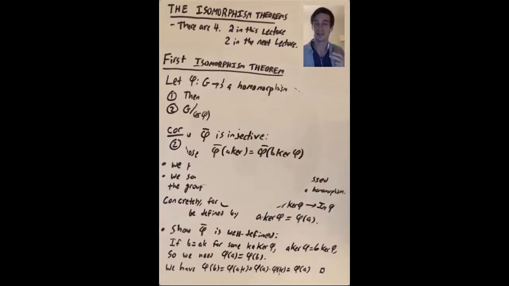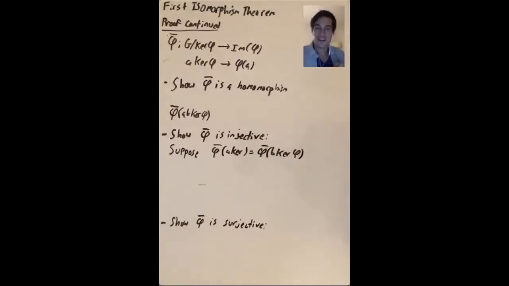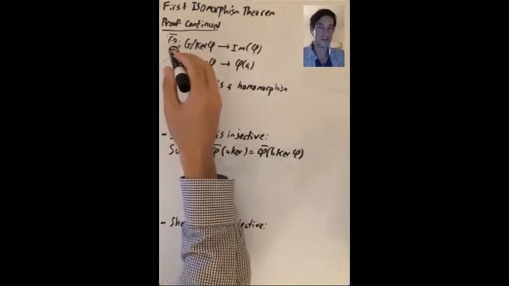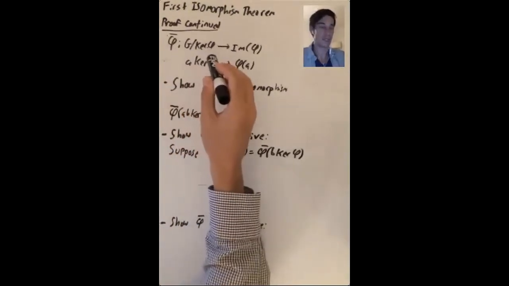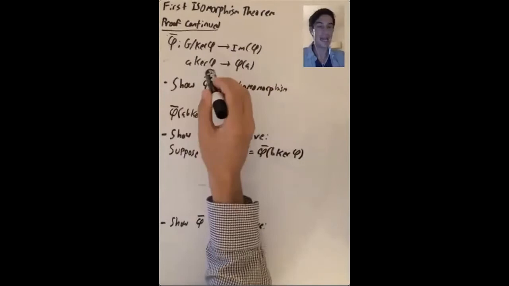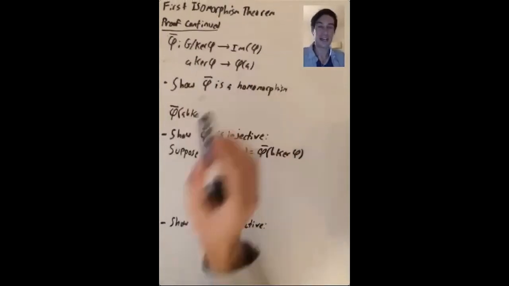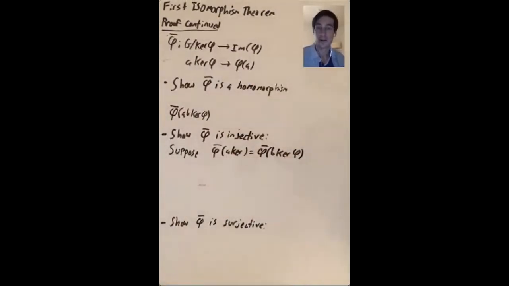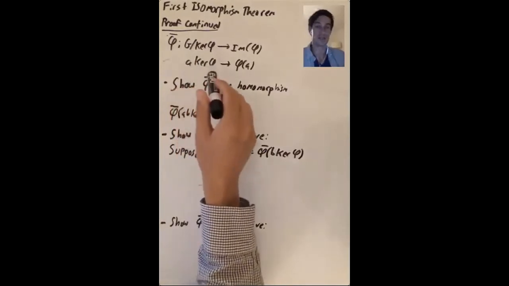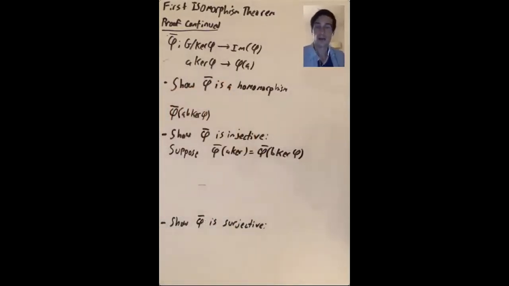Let's continue this proof of the big piece of the first isomorphism theorem, that G modulo the kernel of phi is isomorphic to the image of phi. We have this map, phi hat, that goes from G mod the kernel of phi to the image of phi that sends A times the kernel of phi to phi of A. So the left coset of the kernel containing A gets sent to phi of A. We've already seen that this map is well defined, that it doesn't depend on a choice of coset representative. So now we want to show that it's actually a homomorphism.